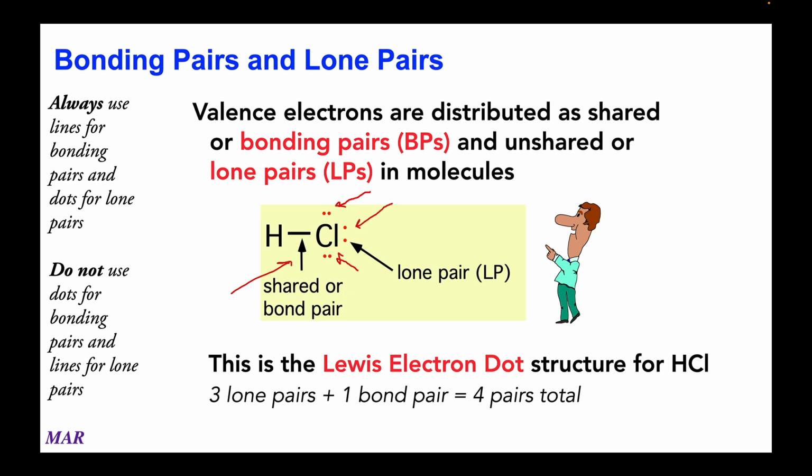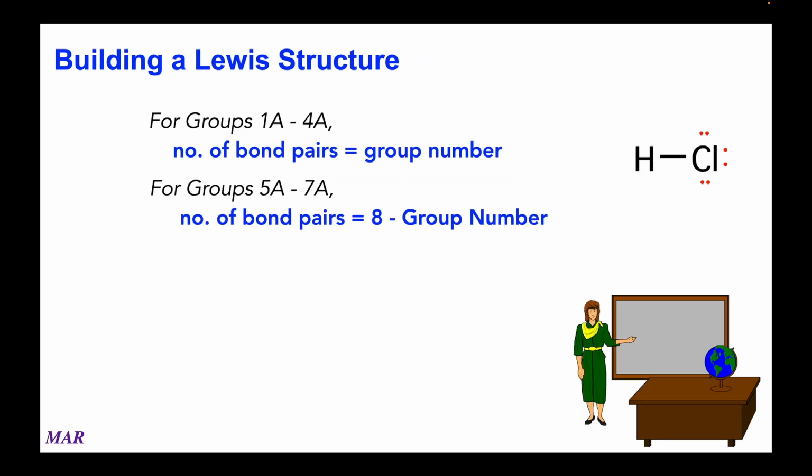Also notice that around the chlorine, there are 3 lone pairs and 1 bonding pair, for 4 pairs total. And we'll talk about this here in a little bit. But more or less, atoms want to have usually 4 pairs around them. Now, hydrogen does not. Hydrogen is so small, it's happy having just 1 pair. We'll come back to this idea of 4 pairs around a central atom. So if you're going to build a Lewis structure like HCl or H2O or any other combination, generally speaking, the number of bonding pairs around an atom that's in group 1A through 4A will equal the group number.